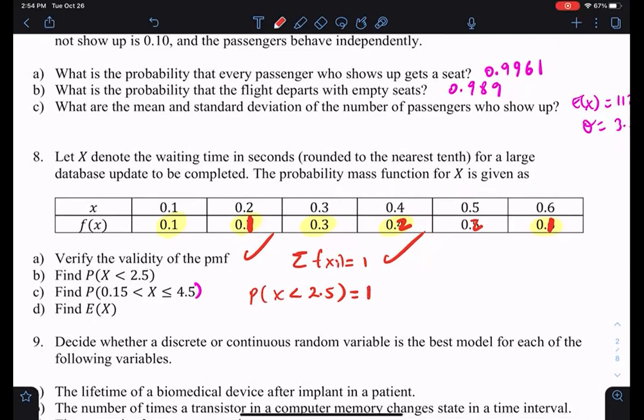Find the probability that the random variable is between 0.15 and 4.5. The only thing I need to do is not add this probability, right? Because that's less than 0.15. So I just need to add everything else. So the probability of x between 0.15 and 4.5 should be 0.9, because we're not adding the first probability.